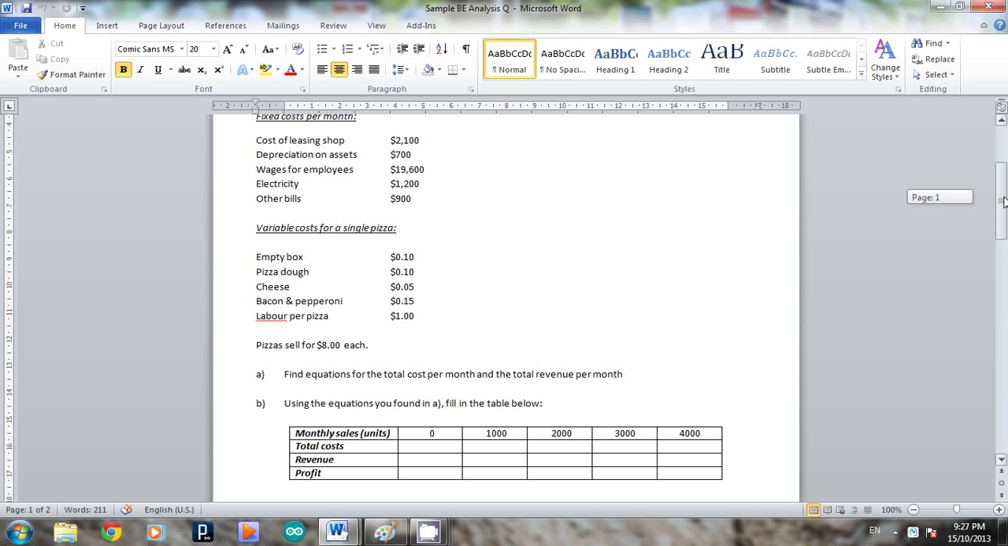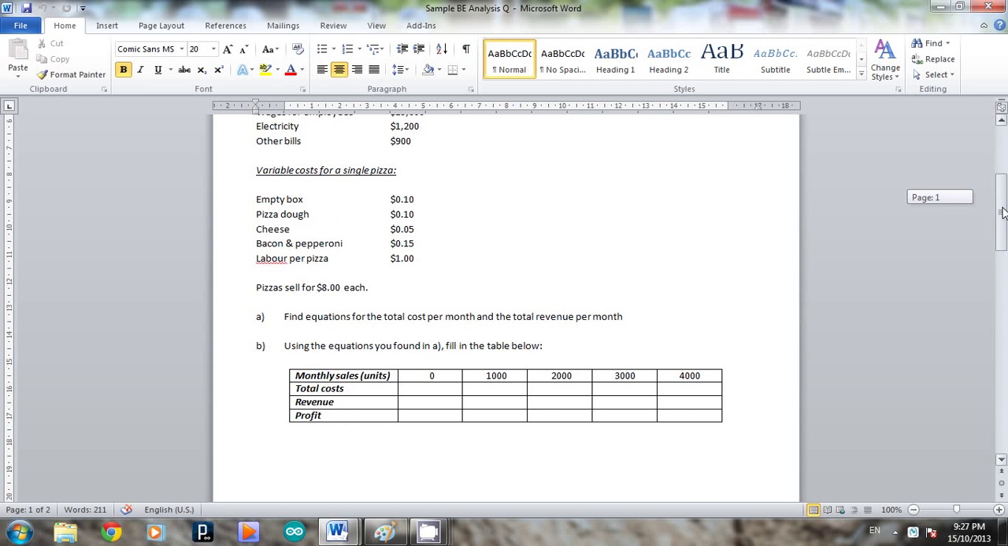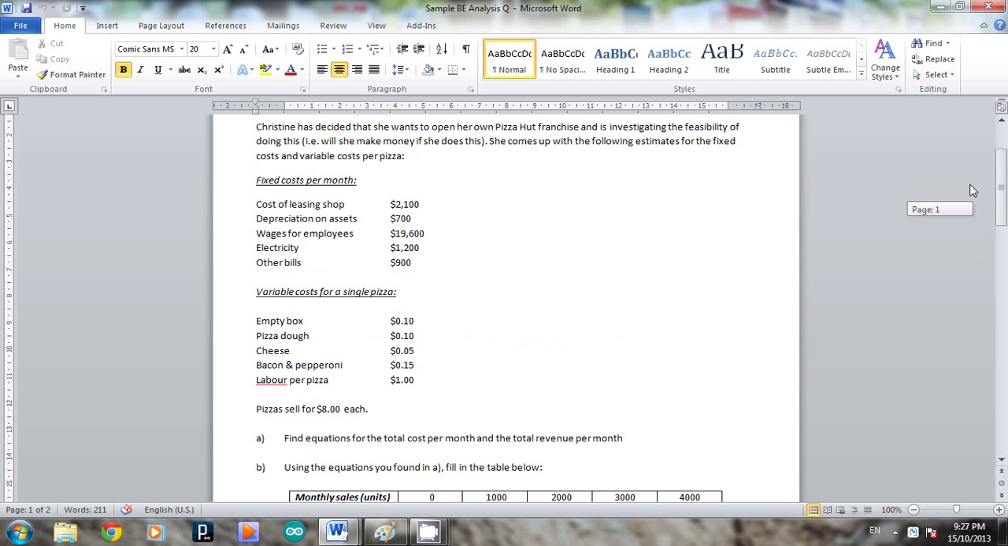And then the variable costs for a single pizza, in other words, the cost of the stuff that makes up one pizza, is the empty box, pizza dough, cheese, bacon and pepperoni, and labor per pizza. So in other words, how many dollars of wages go into each pizza? So you've got those costs, and then down the bottom it says that the pizzas sell for $8 each.